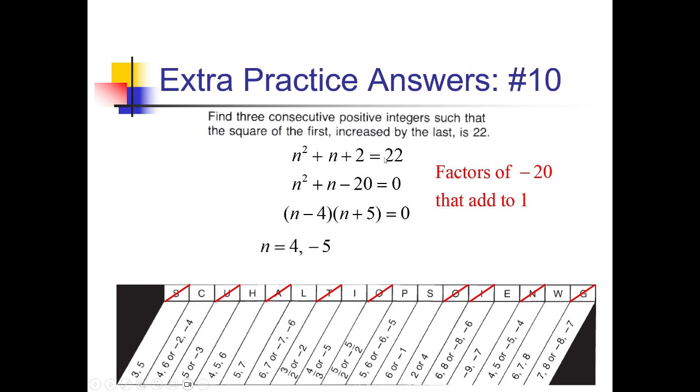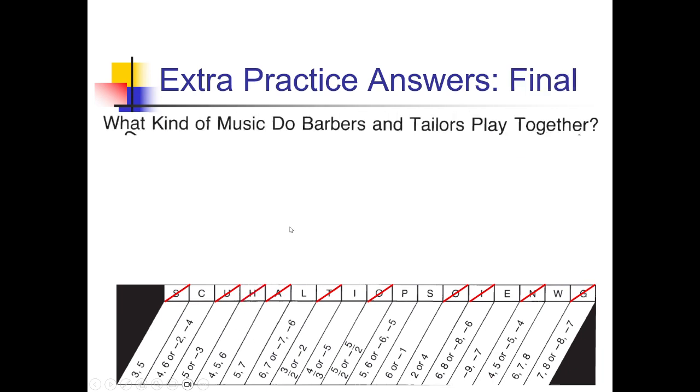However, they said that we needed consecutive positive integers. So negative 5 can get thrown away. And then we have 4 and the 2 integers after that, which would be 5 and 6. So 4, 5, 6, let's find that. That's right here next to H, so cross that off. Last, we come to the part where we solve the puzzle, just collecting the letters we haven't crossed out and seeing what it spells out.